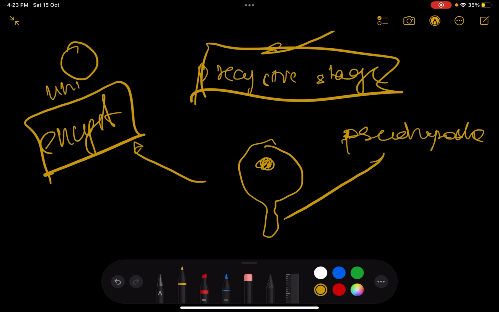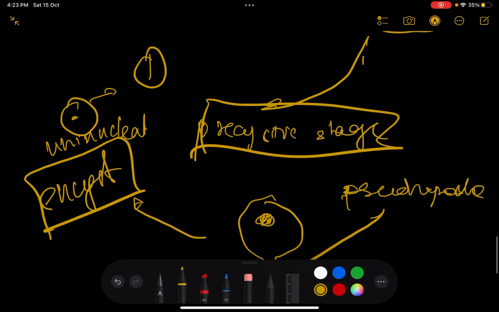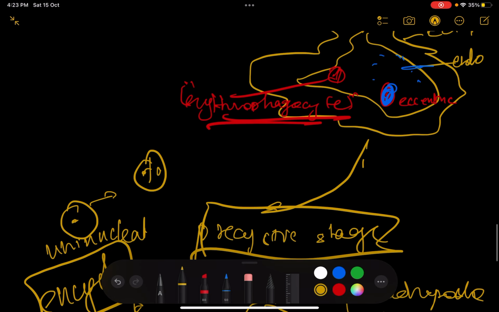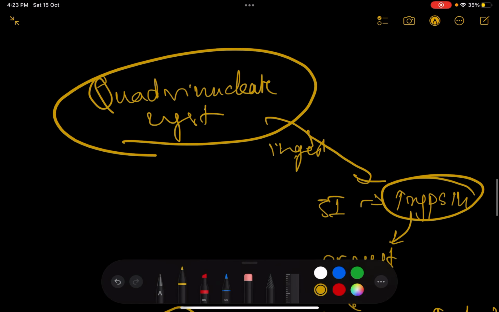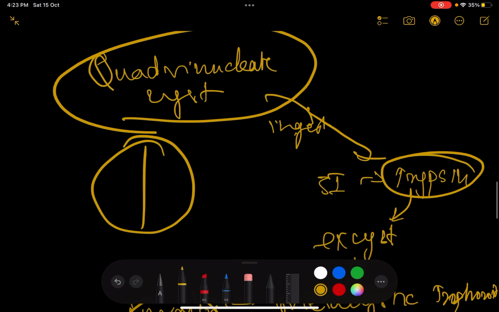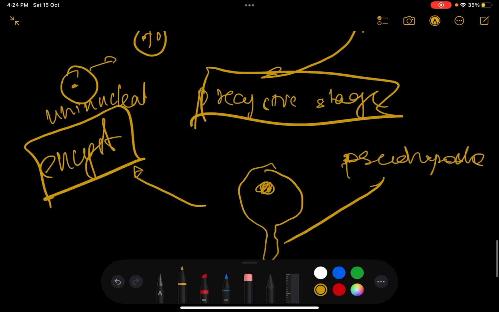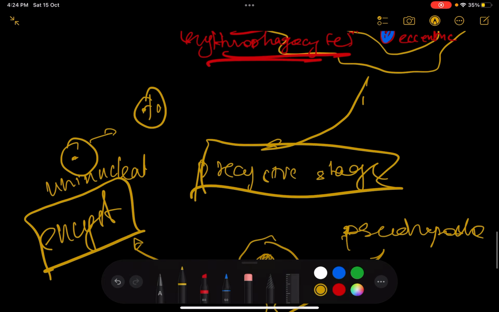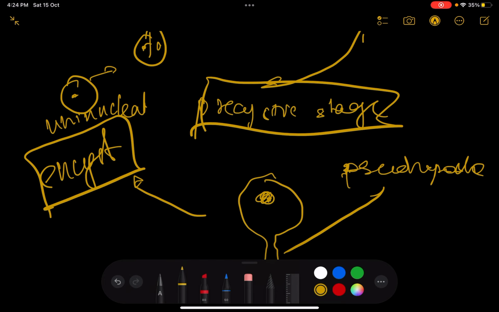So it'll form a uninucleate cyst. Okay, one nucleus. Then it'll become a binucleate cyst, obviously. Binucleate. And then in the end, it reaches the quadrinucleate cyst, which is 1, 2, 3, 4. Okay, simple as that, quadrinucleate cyst. But the uninucleate cyst has two important things that I need to speak about. It has chromatid bars and it has a glycogen mass.